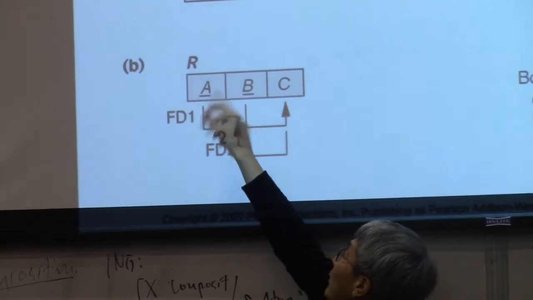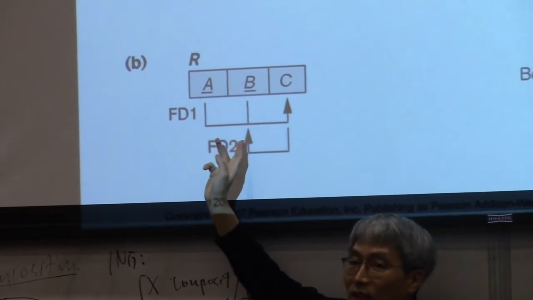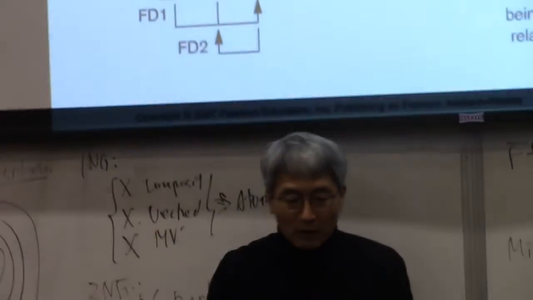It's a prime attribute. A determines C, no problem, but C determines B. In this case, this is the BCNF case.